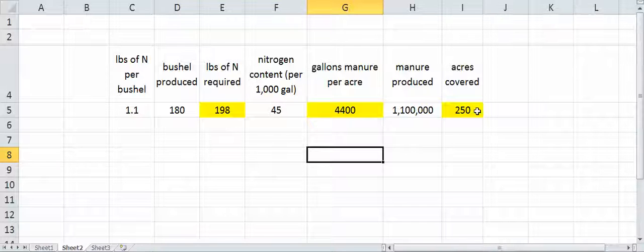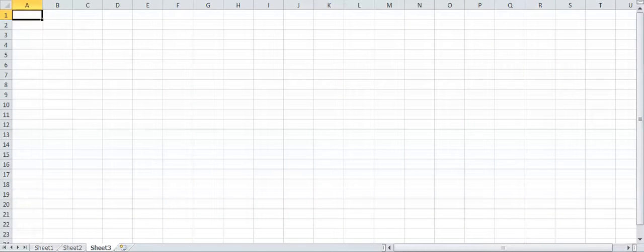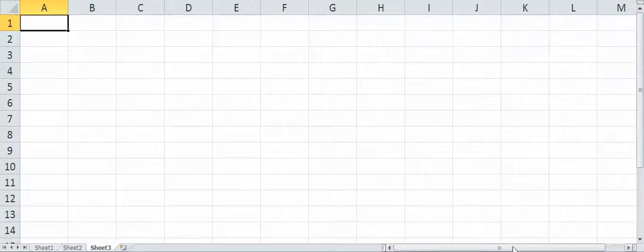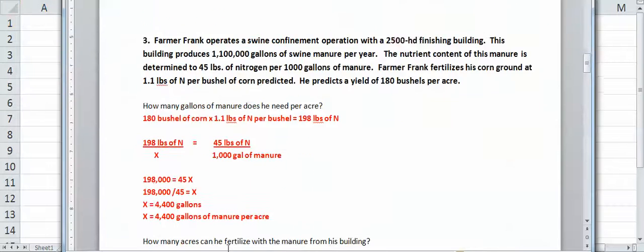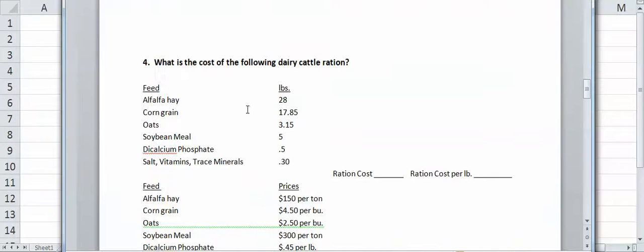We'll go ahead and do a spreadsheet for number 4 right now. We'll just begin a new sheet here. Number 4 is much easier to compute by spreadsheet than by hand. If you look at number 4, here's a problem where we have a feed ration and we're trying to figure out what's the cost of this feed ration.